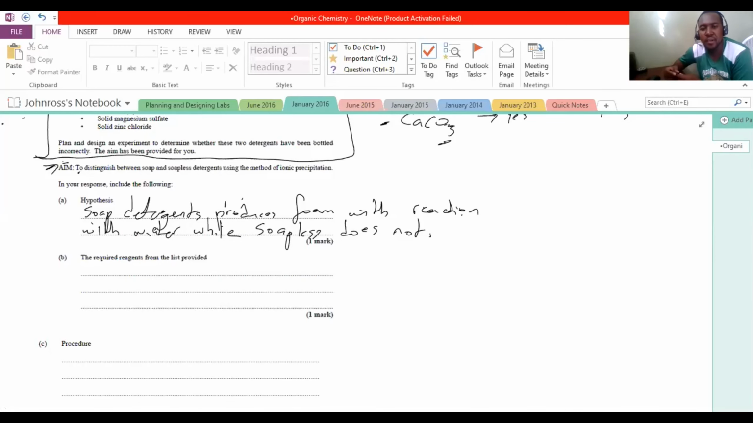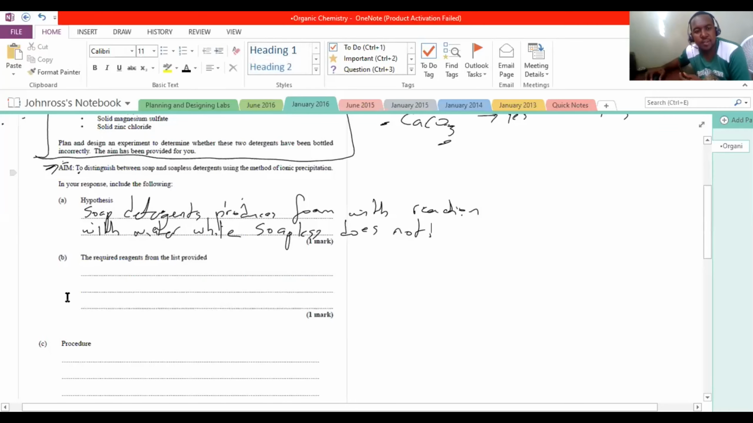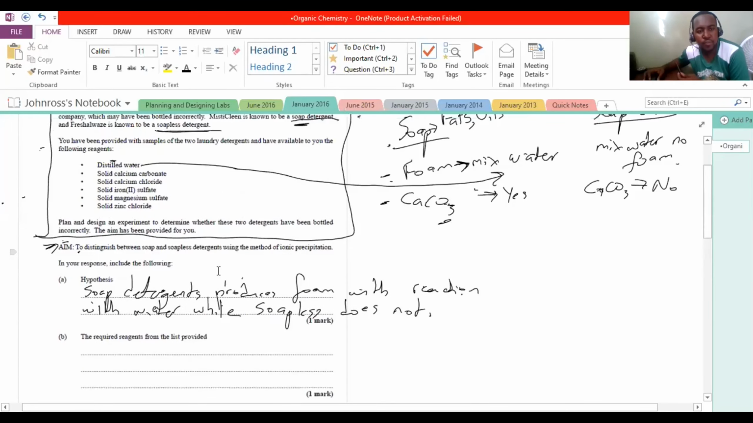Right, so that's very clear. And it could go the other way. You could say that the soapless one produces the foam and the soap one will not produce the foam. Because remember, it doesn't have to be a true statement. So that's your hypothesis. And then the required reagents from the list provided.